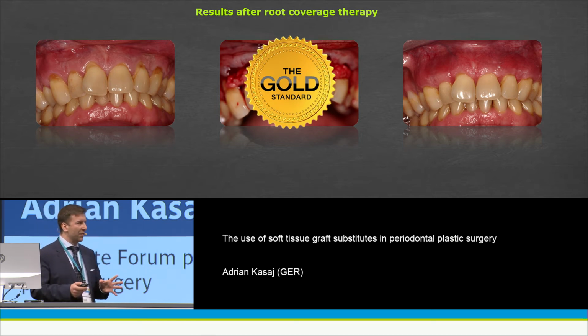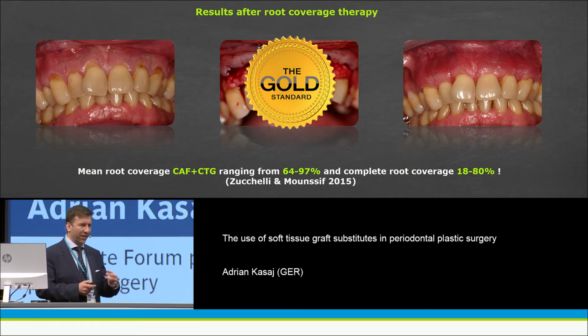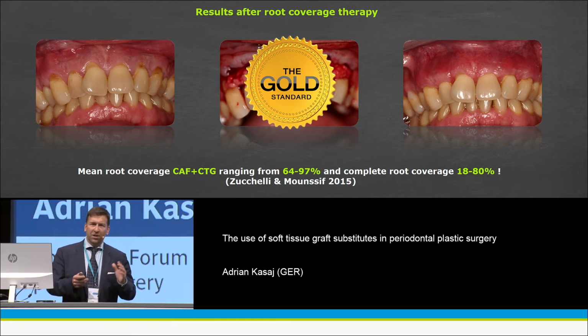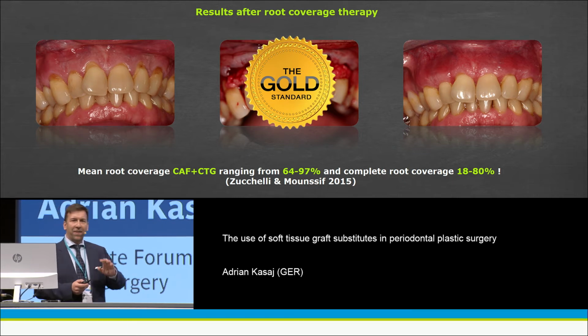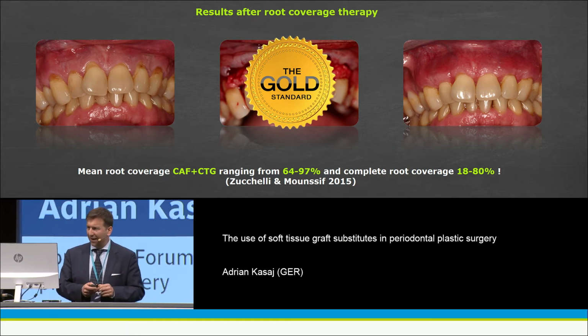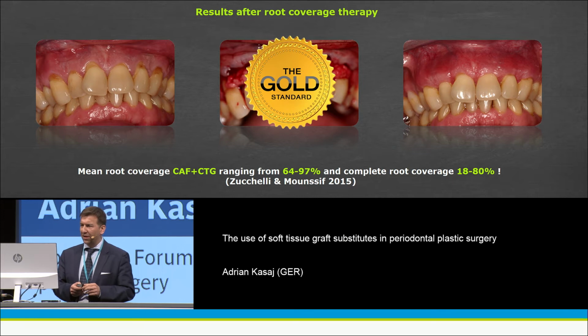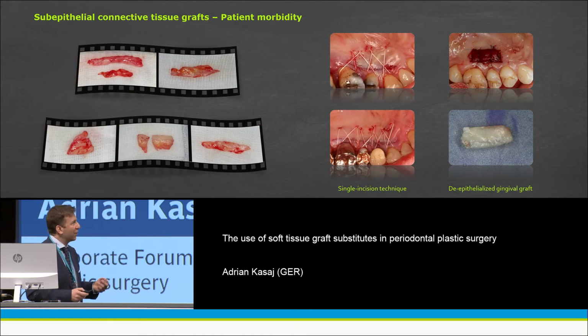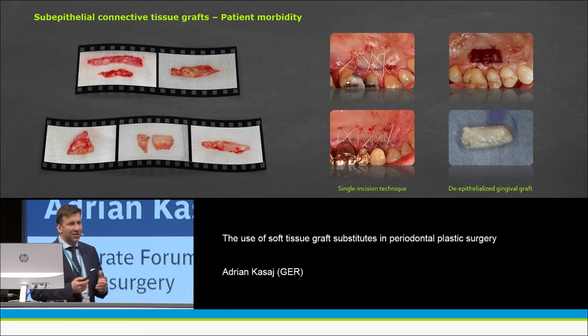All systematic reviews and meta-analyses do support this. If you look at the mean root coverage following a coronally advanced flap with connective tissue grafts, it is ranging between 64 and 90%, and the complete root coverage is between 18 and 80%. But there's no doubt the autogenous graft is the gold standard in aesthetic root coverage procedures today. However, we have also the other side of the medal, and this is the patient morbidity associated with the harvesting of the connective tissue. You can see here the different harvesting techniques.